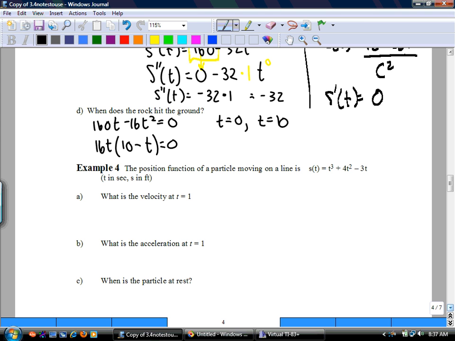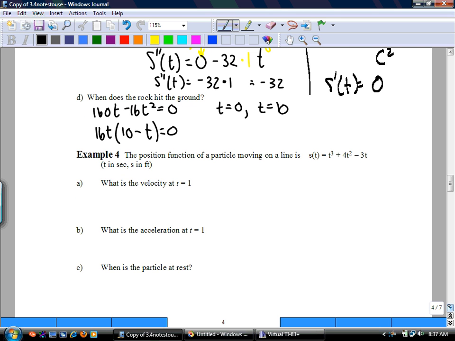Okay, see if you can do this one now. What is the velocity at t equals 1? What is the acceleration at t equals 1? When is the particle at rest? Another way I could ask you is, when does the particle change direction?